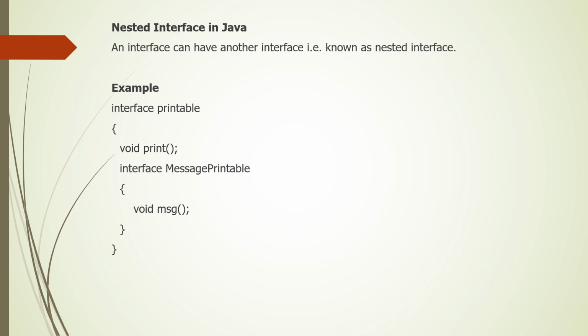Nested interface, an interface can contain another interface inside it. So here printable is the interface name, and inside printable we have a sub interface that is message printable. Like this nested interface is possible in Java.